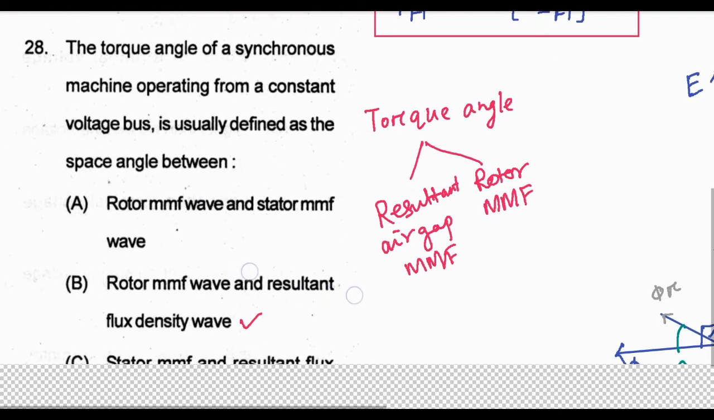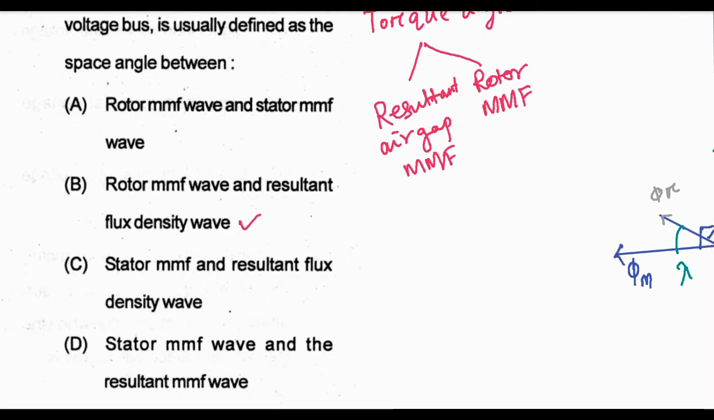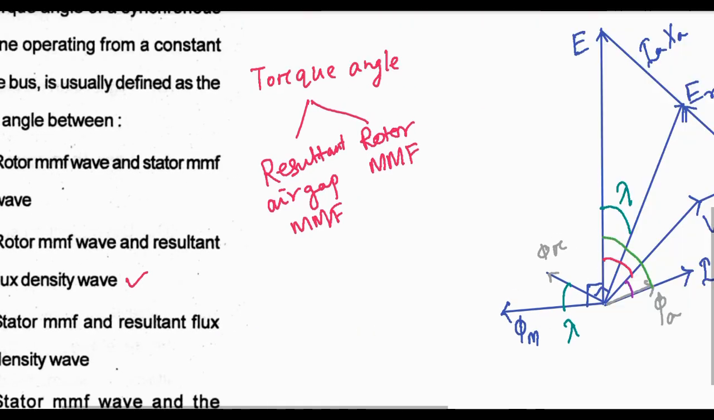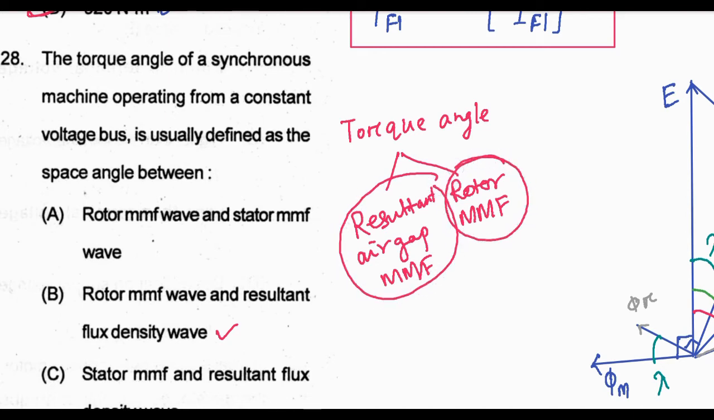Next question: the torque angle of a synchronous machine operating from a constant voltage bus is usually defined as the space angle between: option A, rotor MMF wave and starter MMF wave; rotor MMF wave and resultant flux density wave; starter MMF and resultant flux density wave; next one, starter MMF wave and the resultant MMF wave. So the torque angle is always the angle between the resultant air gap MMF and the rotor MMF.